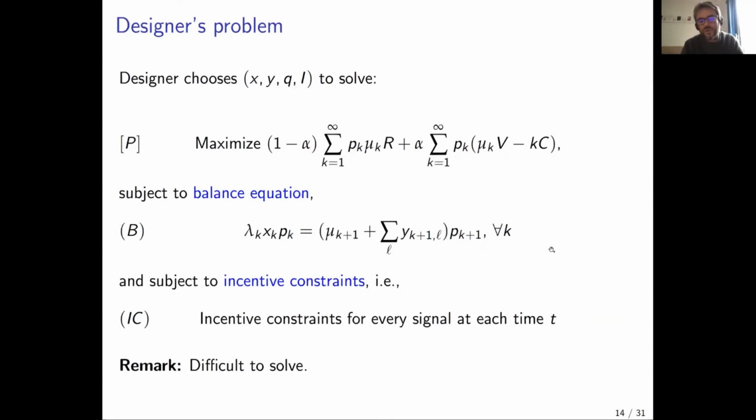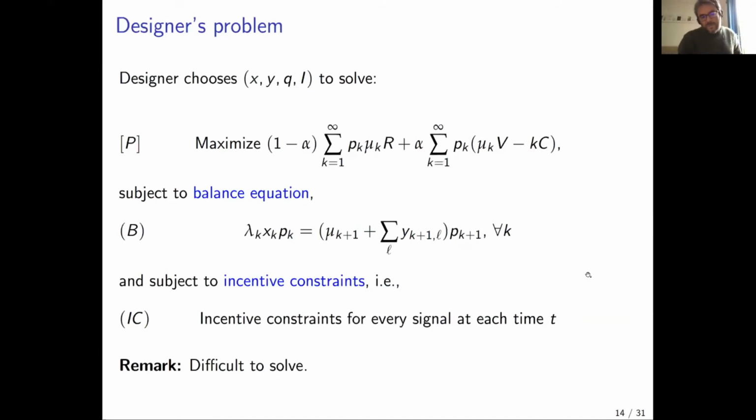One is the balance equation, which tells you that this P is actually an invariant distribution given the choice of X and Y. Very briefly, this is a characterization for birth and death processes of invariant distributions. P_k, the likelihood of k at the invariant distribution, times the birth rate, the rate at which you move from k to k plus 1. So lambda k, someone arrives, and this agent is allowed to join the queue. So birth rate times P_k is equal to P_{k+1} times the death rate, the rate at which you move from k plus 1 to k, either because someone is served or because someone is removed from the queue.